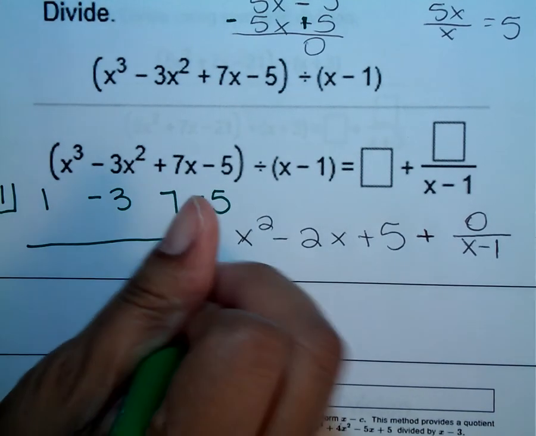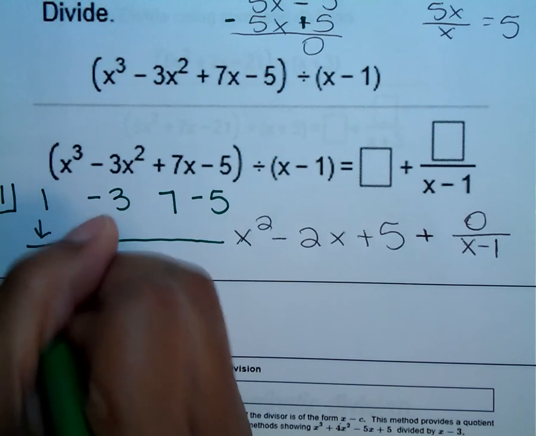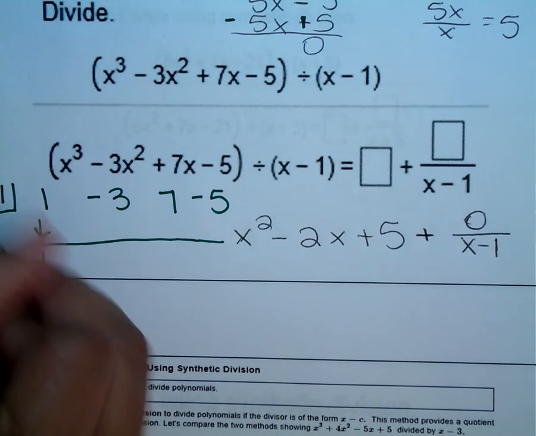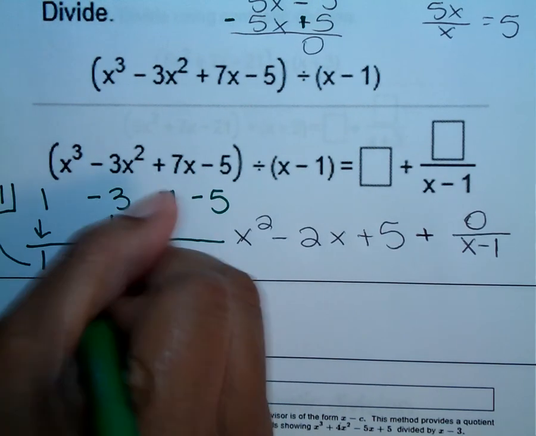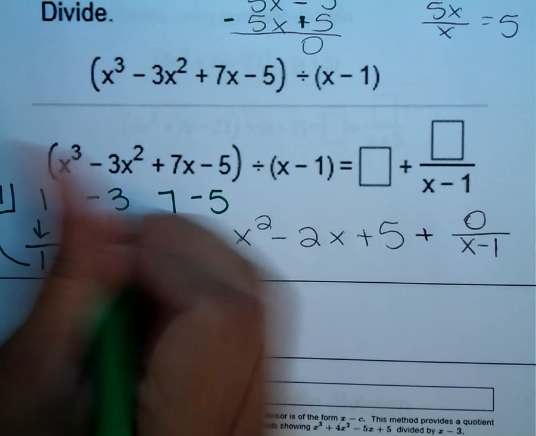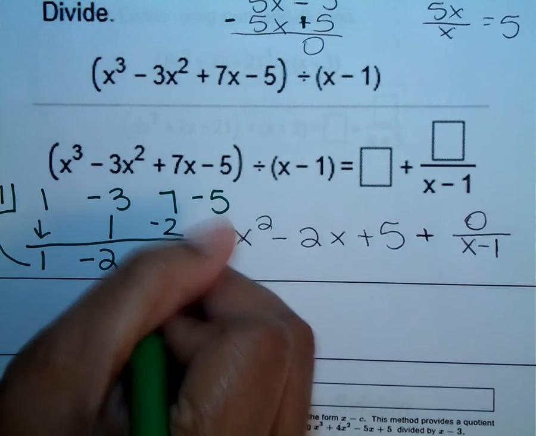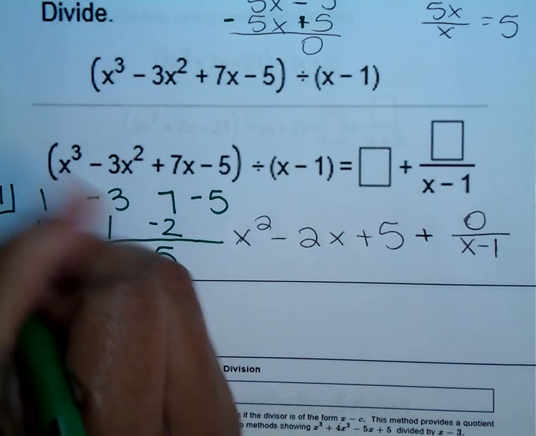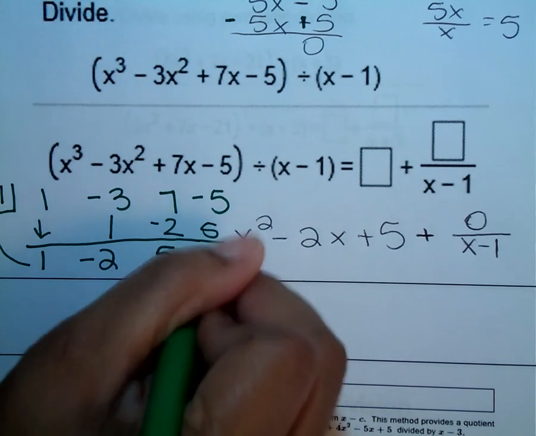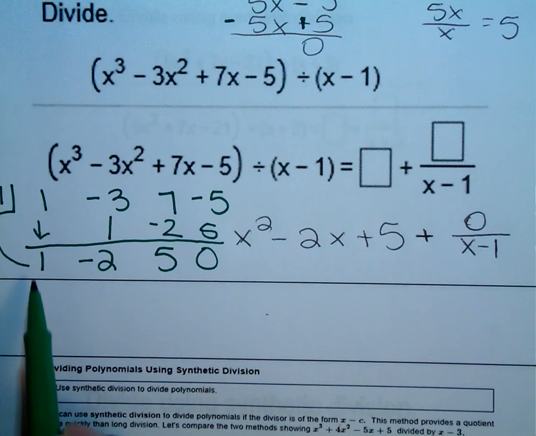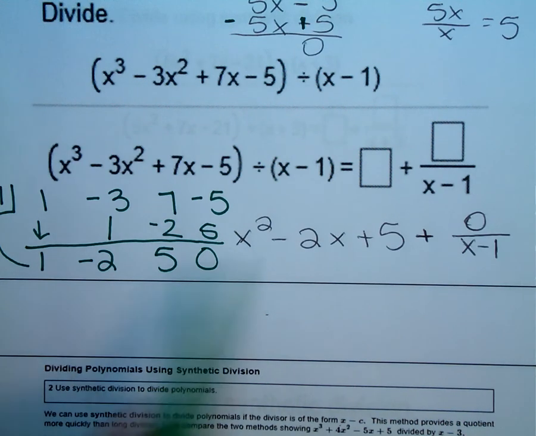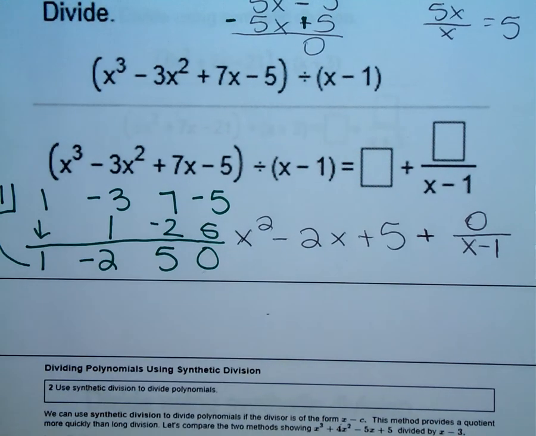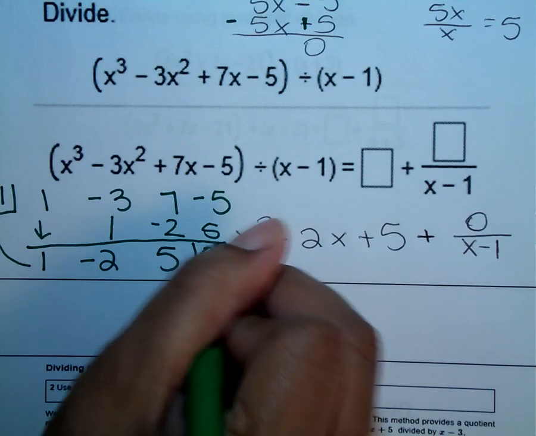Okay, so I bring down my 1. 1 times 1 is 1. Then I go negative 3 plus 1 is negative 2. Negative 2 times 1 is negative 2. 7 minus 2 is 5. 5 times 1 is 5, and my remainder is 0. So look, 1x squared minus 2x plus 5, remainder 0. So this thing here, that's your remainder.